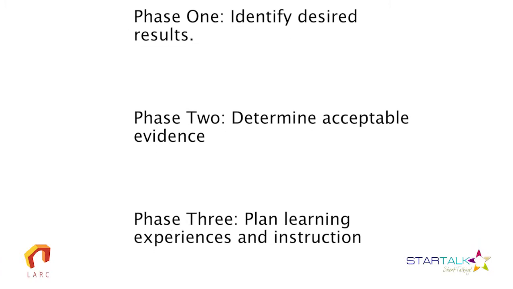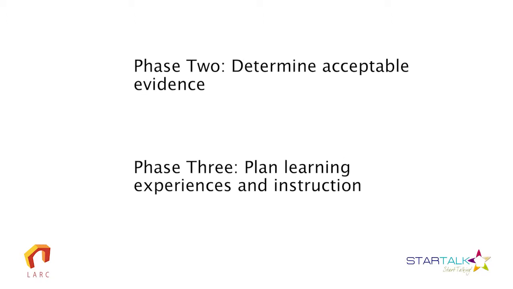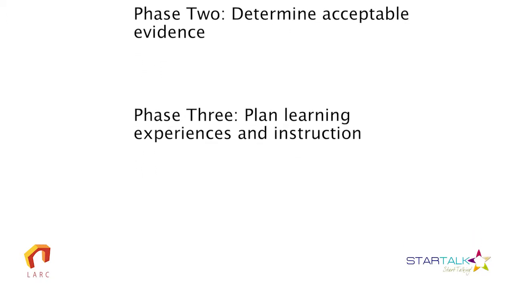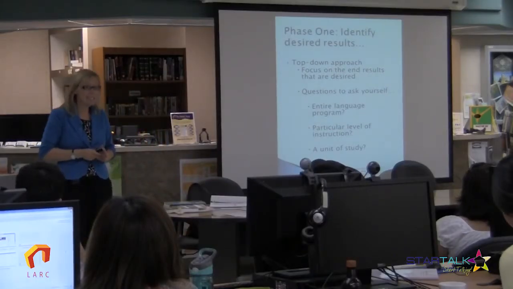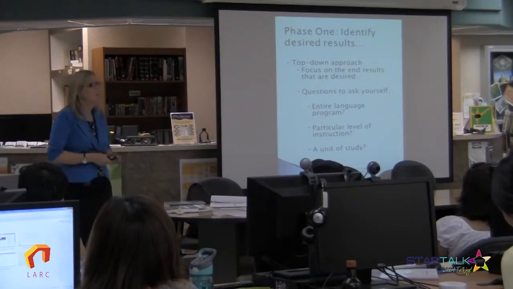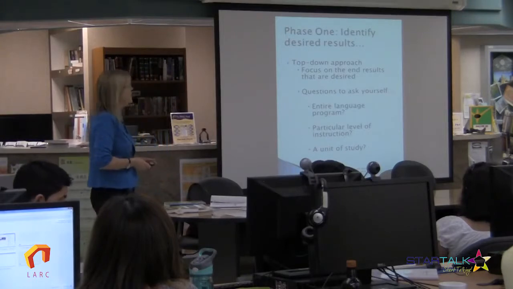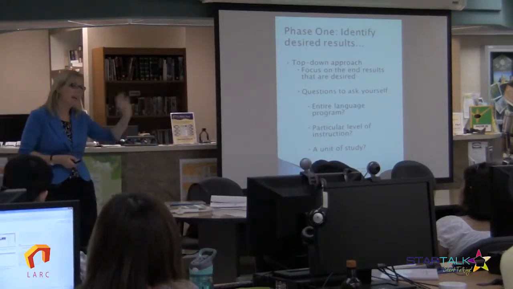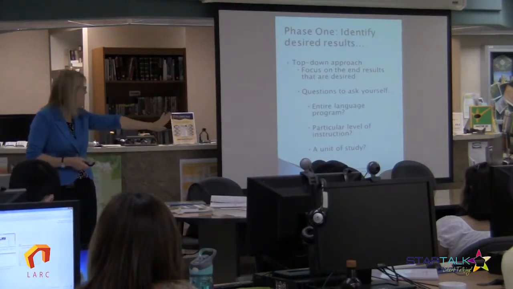We also, in phase 2, need to determine acceptable evidence, okay? And then in phase 3, we have to plan our specific learning experiences and instruction in the classroom. Okay. So when we're talking about backward design, we need to first identify our results, okay? This is, again, a very top-down approach, and we need to focus on the end results that are desired. What do we want our learners to know at the end of what we're going to teach them, okay?